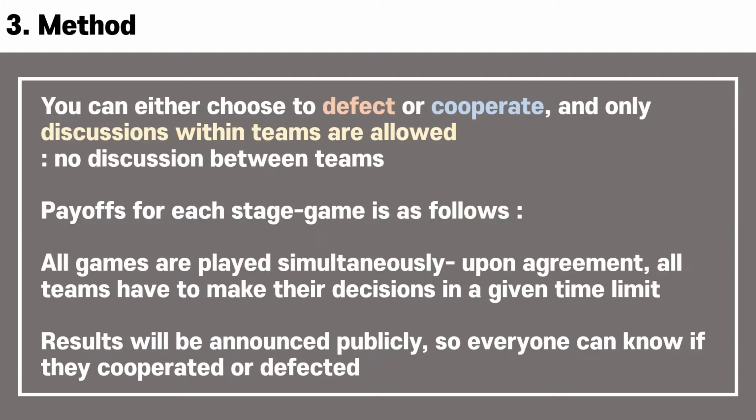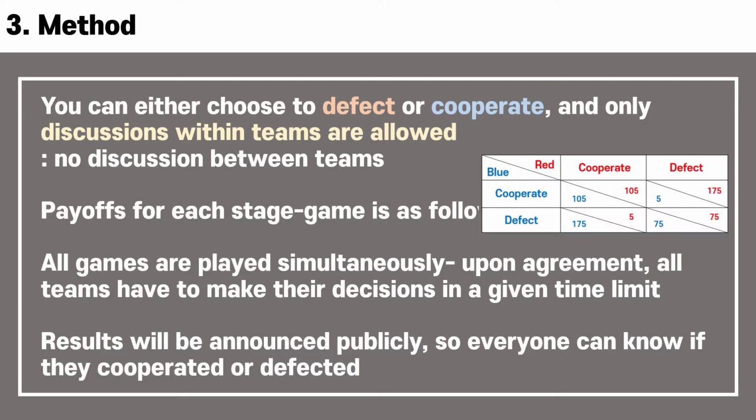For each stage game, your team can either choose to cooperate or to defect. While making a decision, only discussion within the team is allowed. Discussion between teams is restricted. Payoffs for each stage game are shown in this table. All games are played simultaneously, and upon agreement within the team, all teams must make decisions within a given time limit.